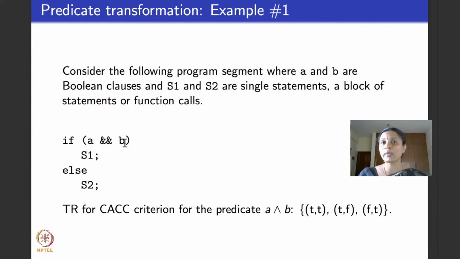We worked out the same example, P is equal to A and B, when we did this in the slides, and inferring from those slides that we did for CACC for A and B, here is the TR. I'm not redoing it, you can refer back to those slides. The final test requirement for CACC for A and B will be this. How do you read this? The first pair says make A and B true. Second pair says make A true, B false. Third pair says make A false, B true. Between these three, correlated active clause coverage is completely satisfied for the predicate P, which is A and B in our case.